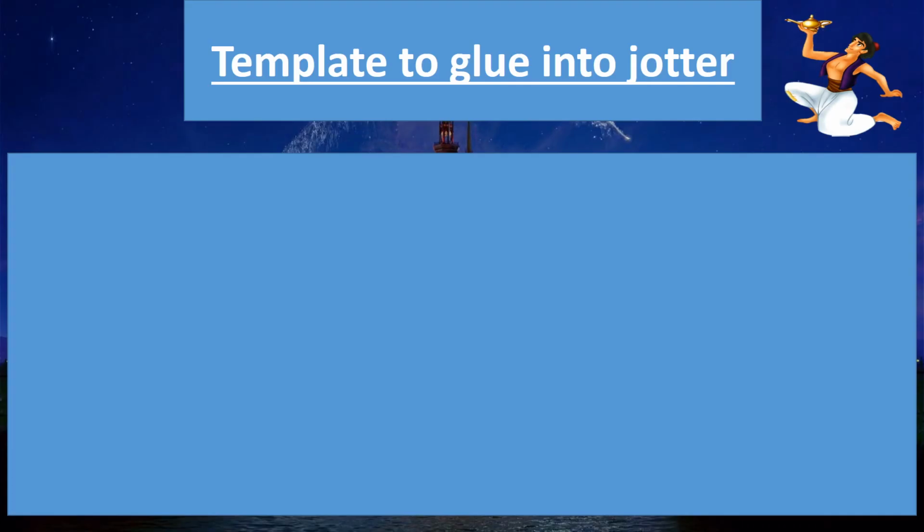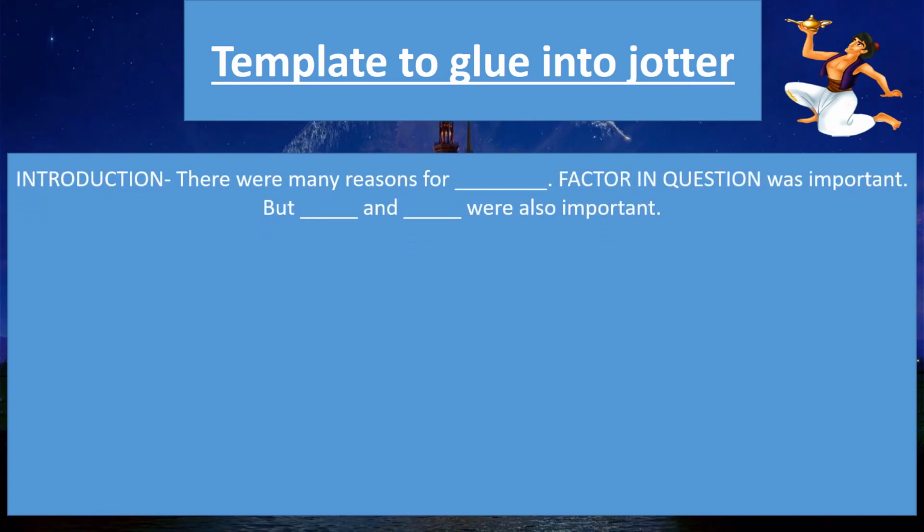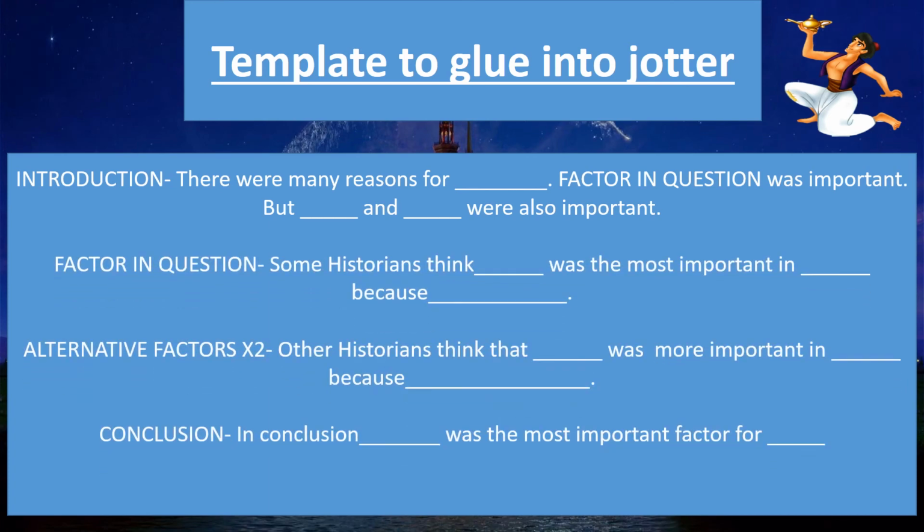So the template to go into our jotters, what you're aiming to have is obviously your I, your introduction, so there are many reasons for, then just use the one of the question. Name the factor in the question, so say this was important, but, or however, another factor and another factor were also important. Then the next part, F, factor in the question, so some historians think whatever the factor in the question is was the most important in ending the slave trade, for example, because, and you'd aim to get a couple of marks there. Then alternative factors, other historians think that, then name your other factor was more important in, because, and give some detail there.